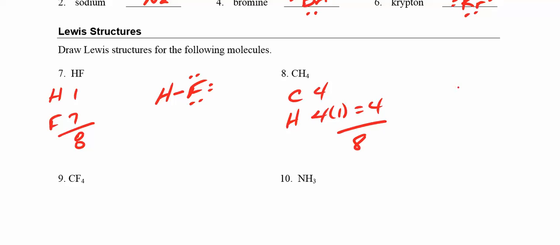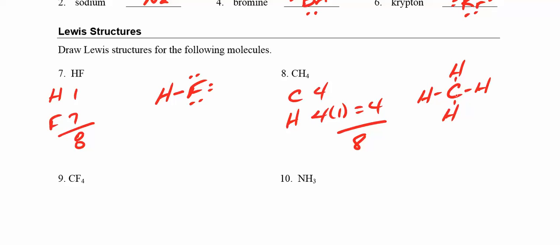Let's put them on this structure. So we're going to have carbon here, hydrogen there, hydrogen there, hydrogen there, and hydrogen there. We're going to use bonds to connect the skeleton. Here, here, here, and here. 2, 4, 6, 8. Well, that's all of the electrons that we have. Is everybody happy? This hydrogen has 2, 2, 2, 2.